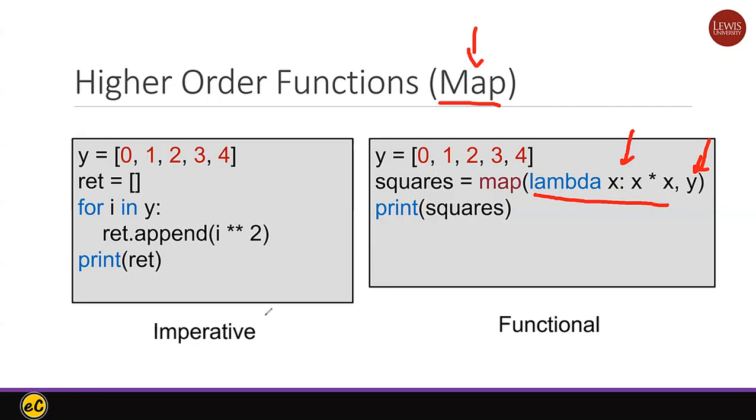Left-hand side is imperative programming using Python as well. You have a list. You actually use a for loop to create a new list. Okay.